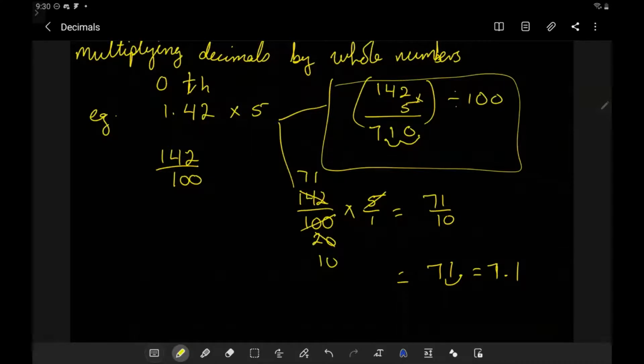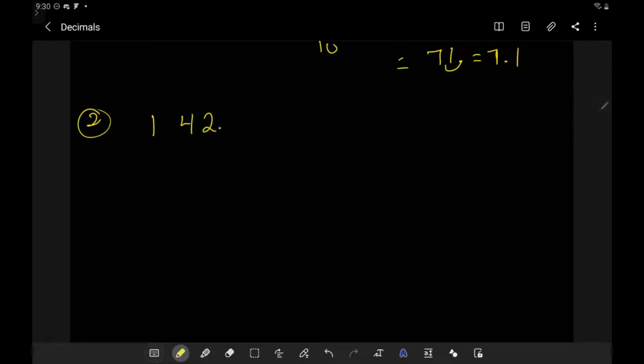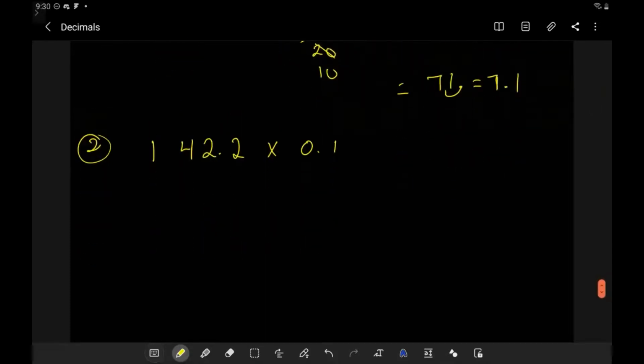Okay, so let's take a look at another one. Example 2, let's try 142.2 multiplied by 0.1. All right, wait, the heading was whole numbers. Okay, let's not do this one yet. Let's try this one.